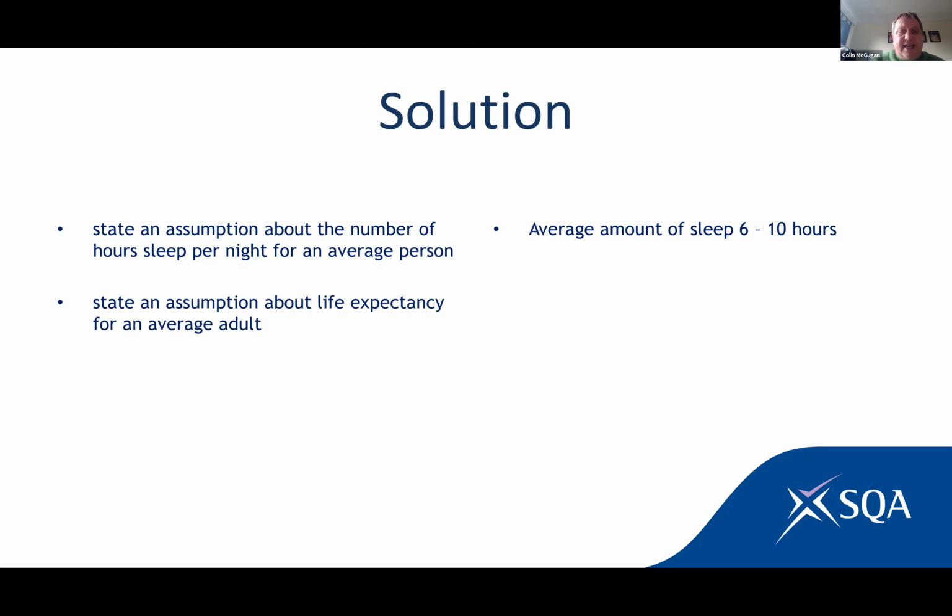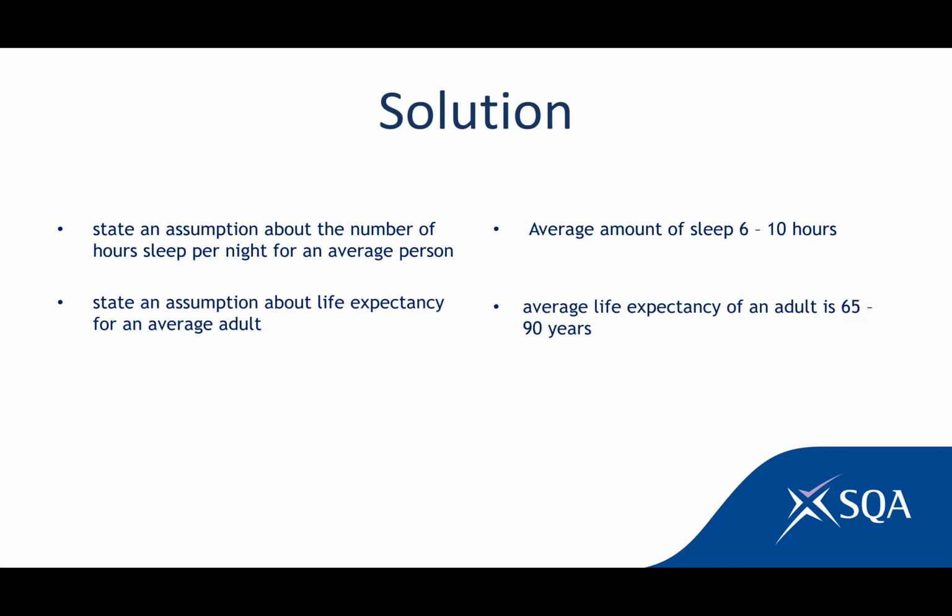The next thing is to state an assumption about life expectancy for an average adult. Again, depending on where in the country you actually stay, there could be huge differences. We're allowing here for the life expectancy of an adult to be between 65 and 90 years old. However, we know that in certain parts of the country 65 isn't achievable for some people, so again we'll look at that in the context of the question and the answer.